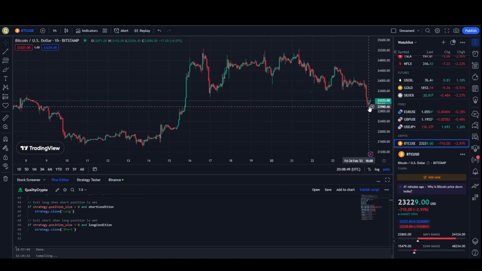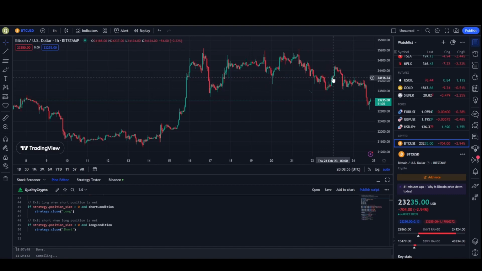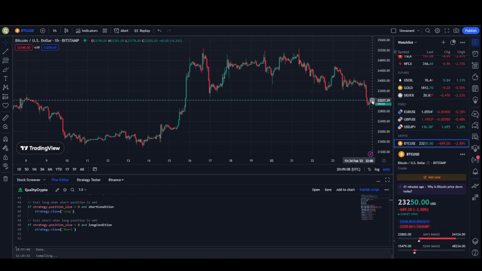See, look, this will be a good time to get in, I believe, because the trend is going down, then it's going back up, then it's going down again, and then it's going sideways, and then it's going down a lot all the way down here, and now it's bouncing back up. So that would be, in my opinion, an ideal time to get in to Bitcoin right now.